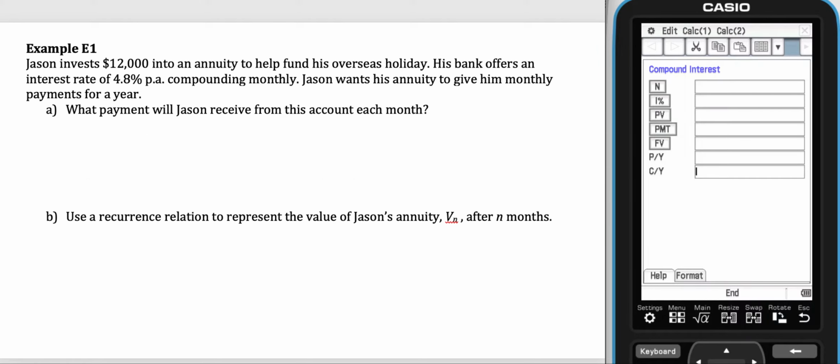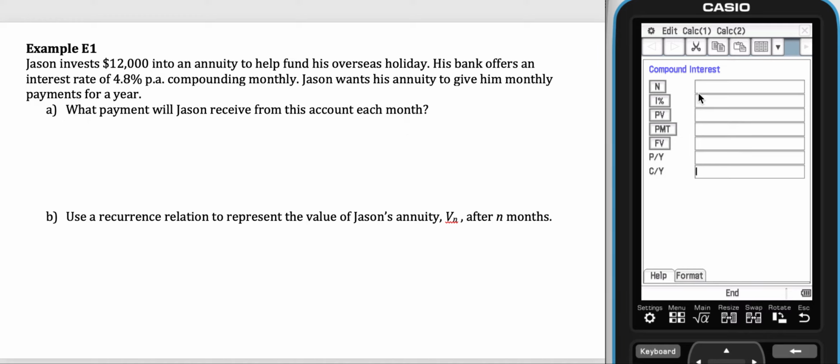All right, let's get stuck into an example and see how it works out. So here we've got Jason investing $12,000 into an annuity to help fund his overseas holiday. So he's going to invest $12,000 at the start of his holiday and then gradually take money out of it to pay for his trip. His bank offers an interest rate of 4.8% per annum, compounding monthly. And Jason wants his annuity to give him monthly payments for 1 year.